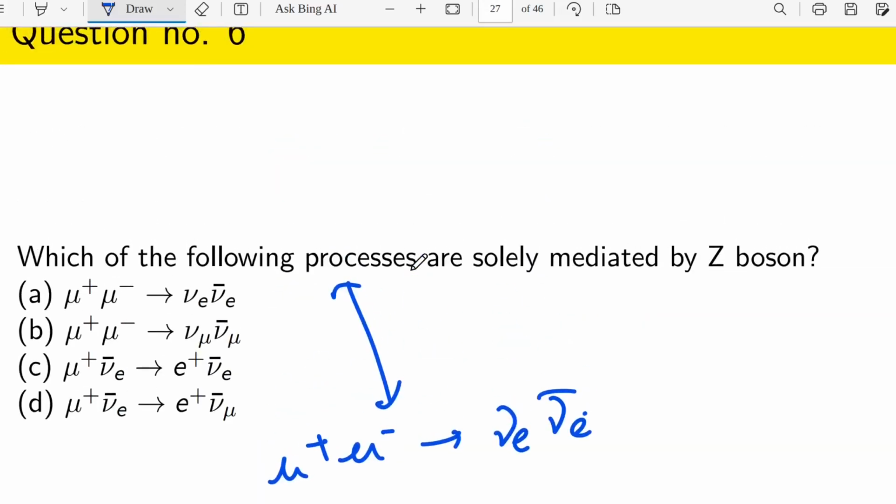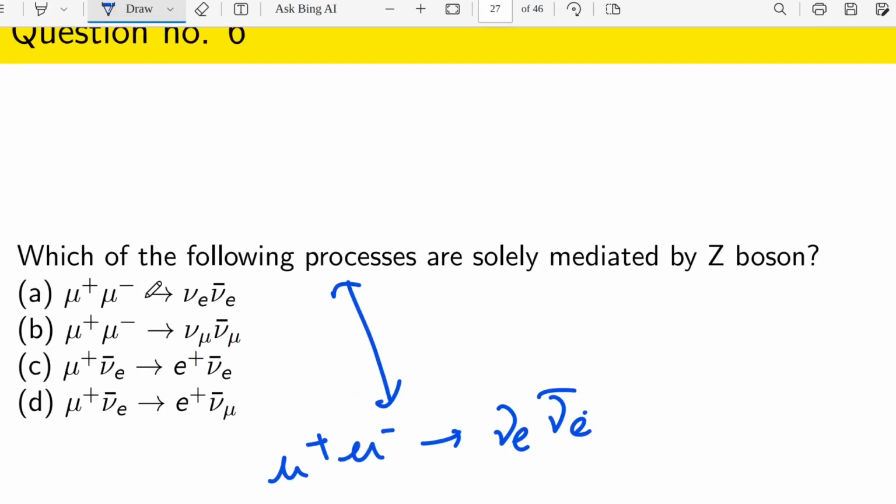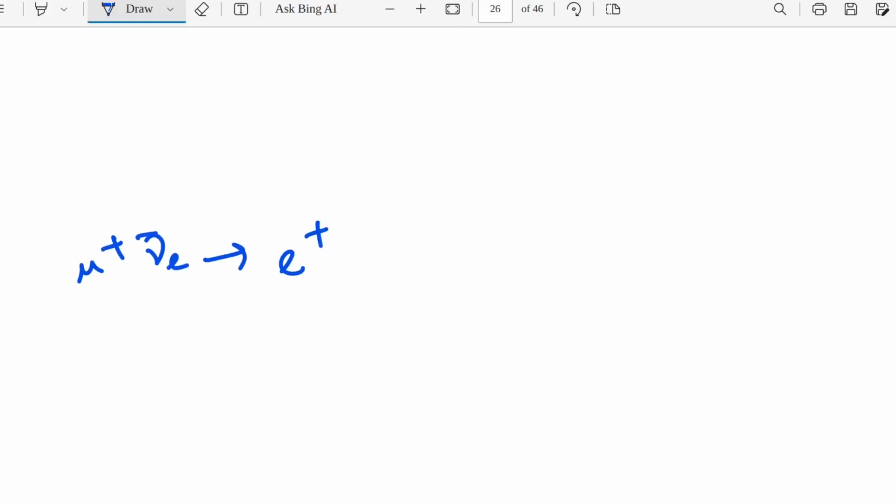So there is no point in having the mediator as Z or W. Right? Now coming to the last option, mu plus going to mu plus mu e bar, e plus mu bar. Okay, I am writing here mu plus, mu e bar, e plus, mu bar. So for that case, I just want to take a look at B, L and Q.